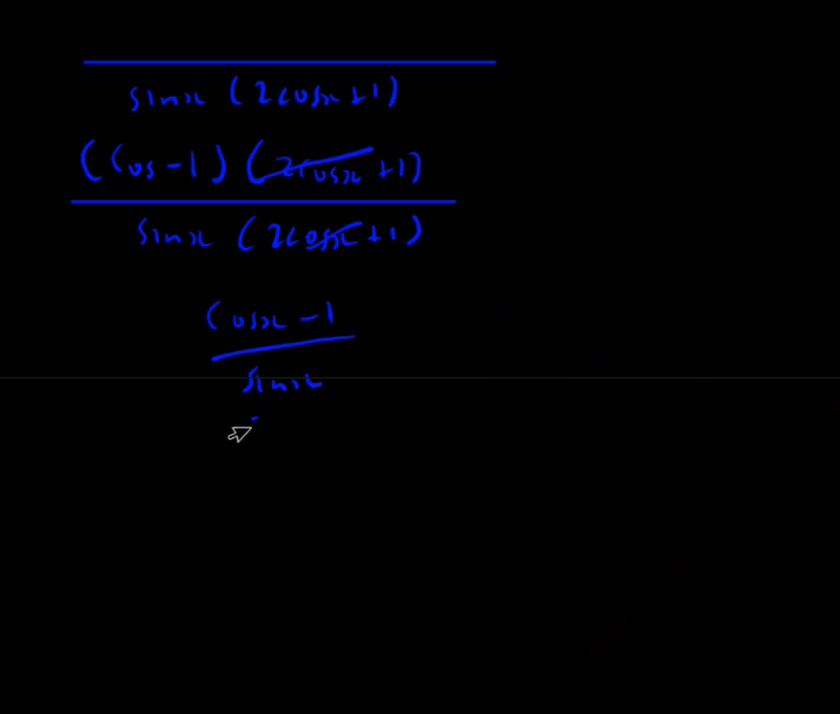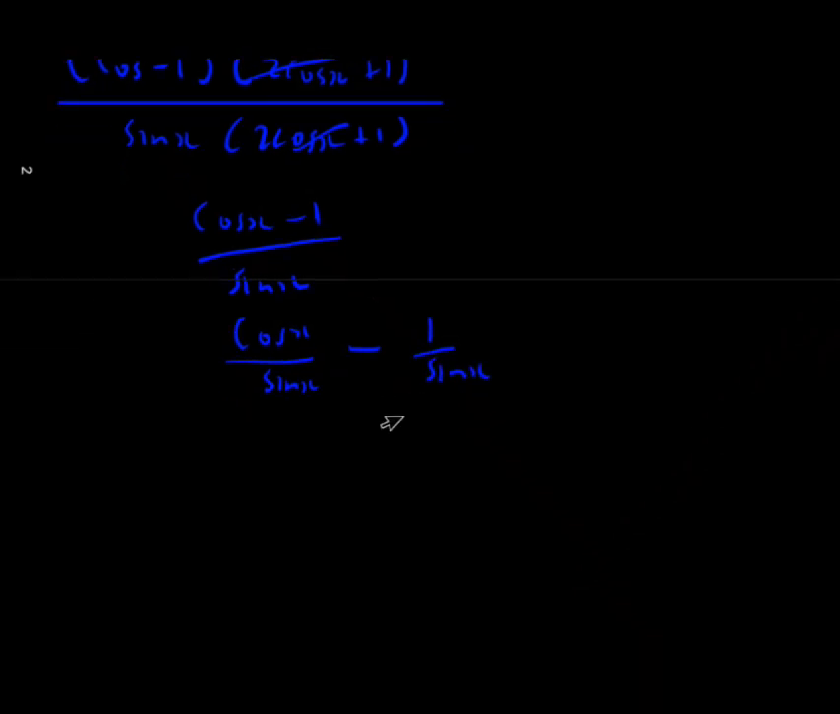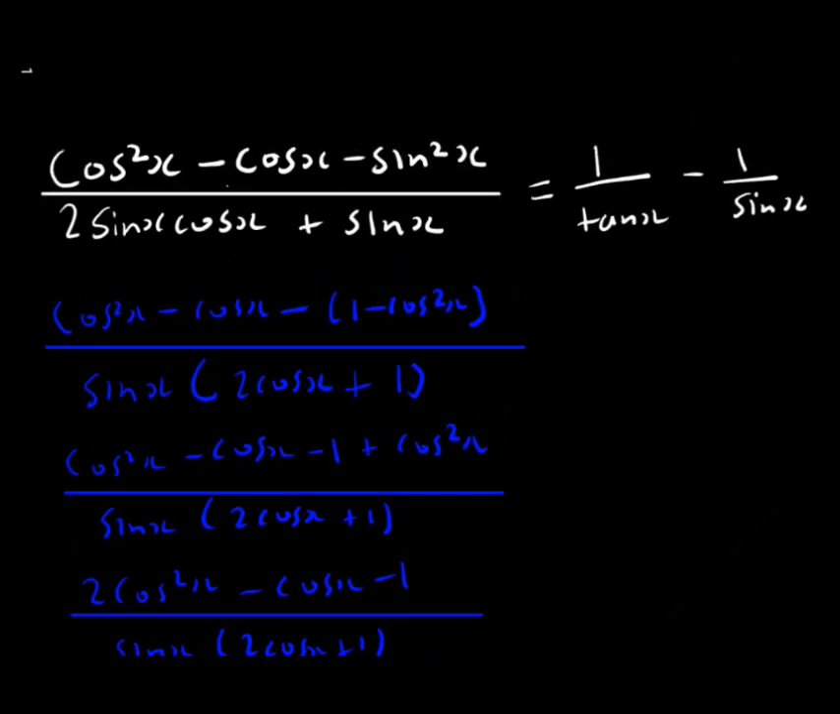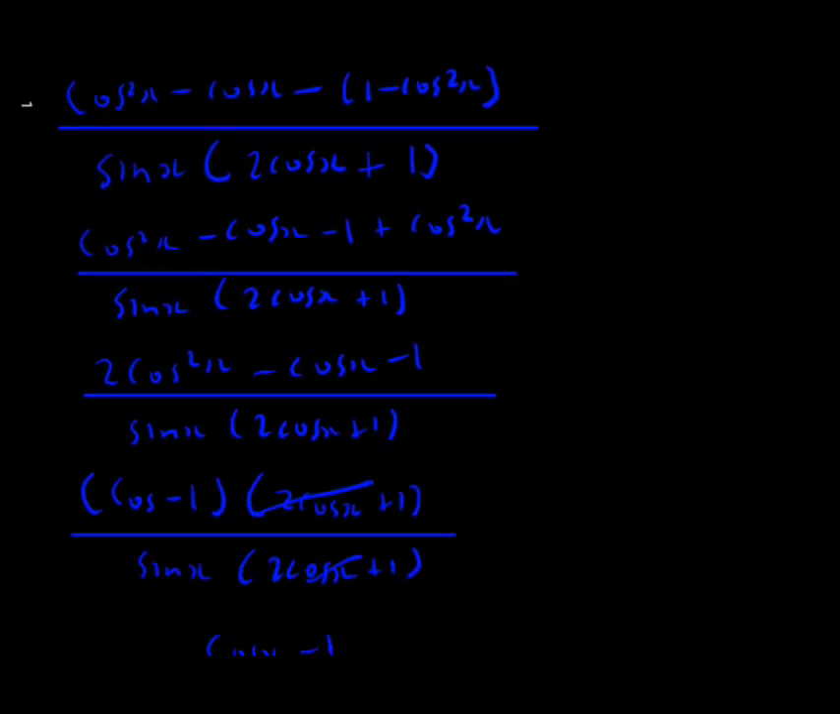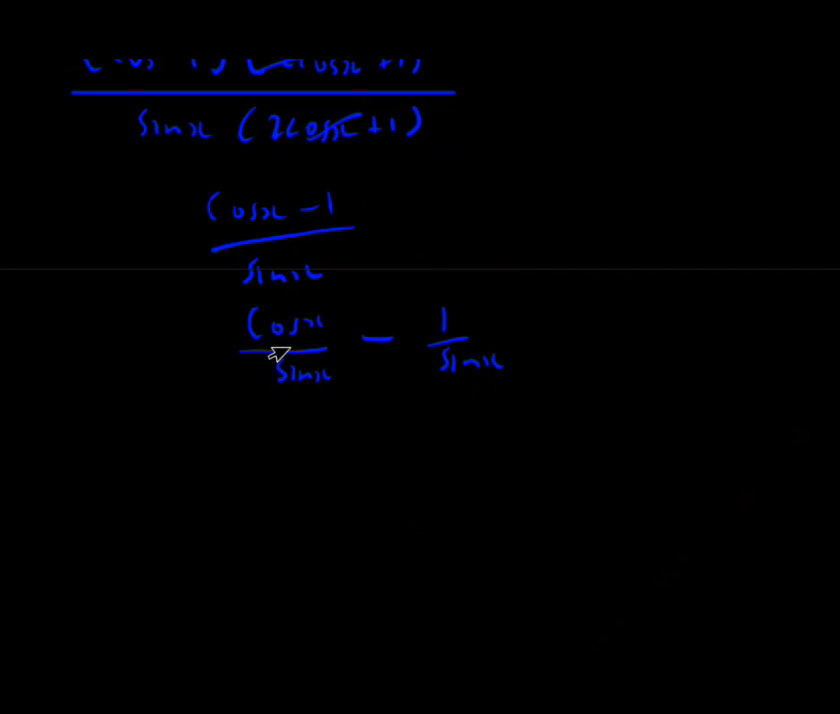So this is the same as cos over sine minus 1 over sine. So notice I'm already done, right? So we want it to be 1 over tan, and we know that cos over sine is 1 over tan. So we're almost done, and then this is 1 over sine. So there we have it.